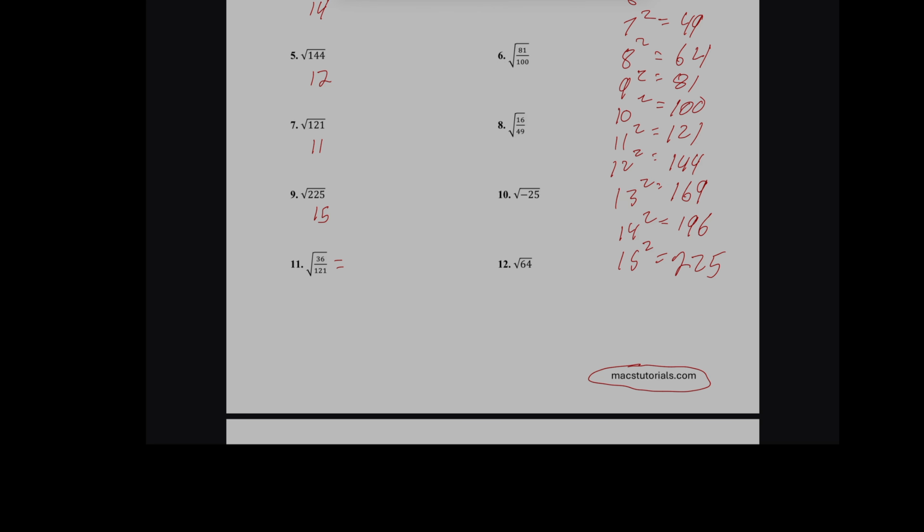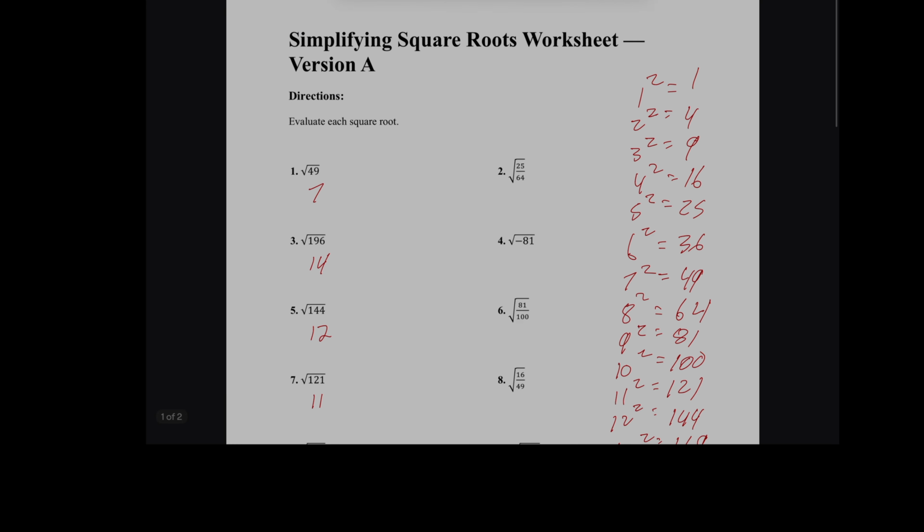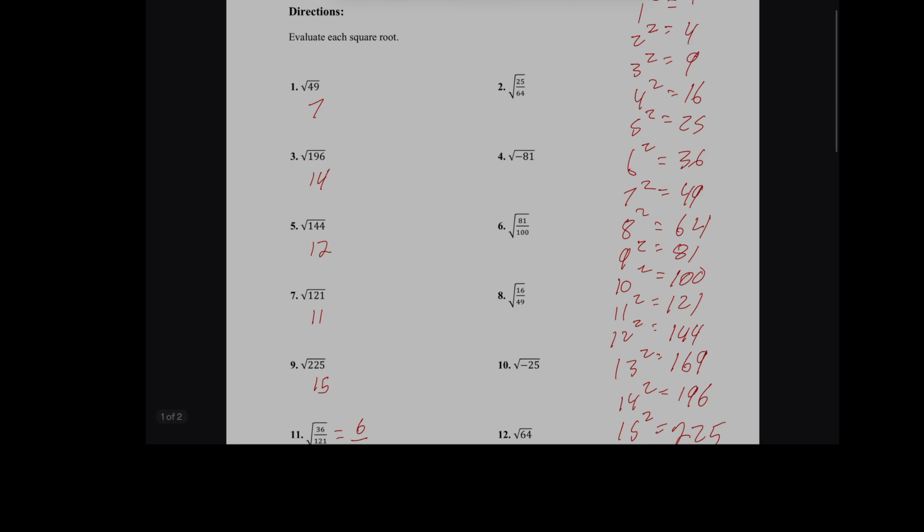Now I have a fraction. It's not that big of a deal. They're all underneath. You're just going to do the top and the bottom. This is going to be 6 over 11. And if you can reduce, but you can't reduce 6 over 11. Let's go to the second column. That's just going to be 5 over 8. If they're both underneath the radical, then you just do both of them, okay?